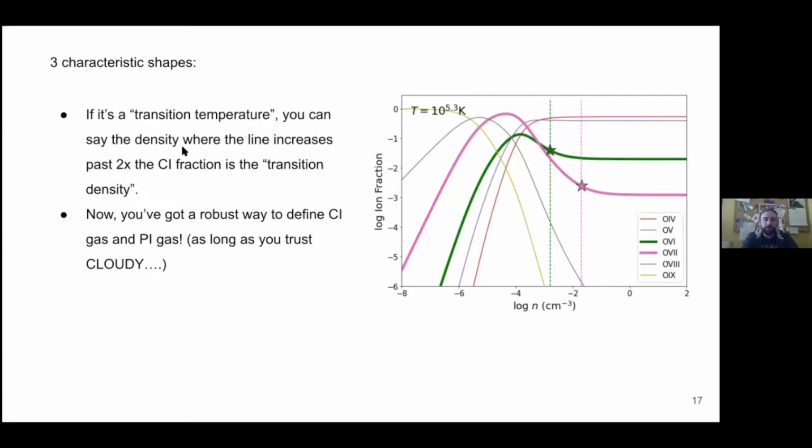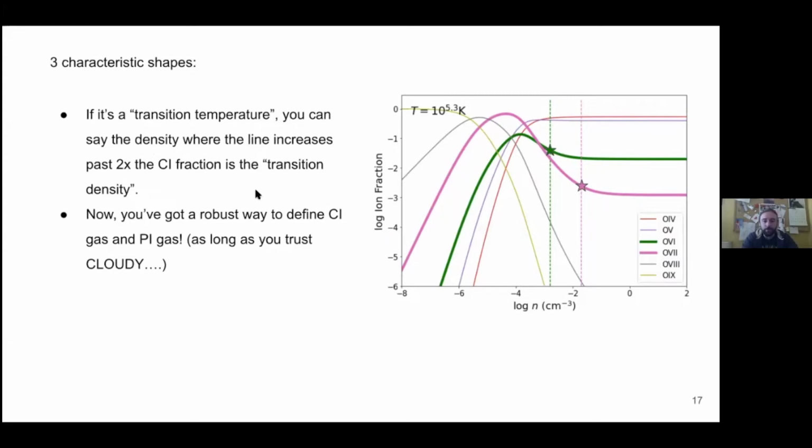And so if it's a transition temperature, then just to make this very explicit and split up the whole of phase space, you can define a transition point where they're exactly 50-50. 50% already existed from collisional, and 50%, so go up by 0.3, that's log 2 is 0.3. You go up by 0.3 and look for where that point happens, and this is where 50%, the same amount that you started with, is created by photoionization.